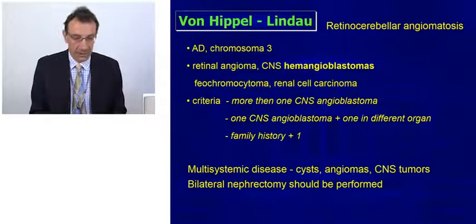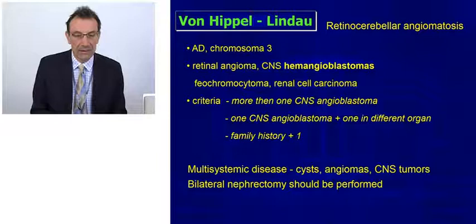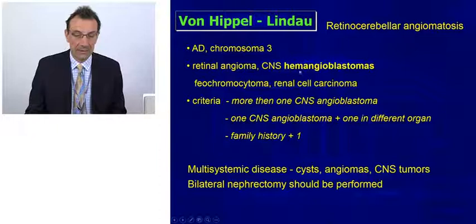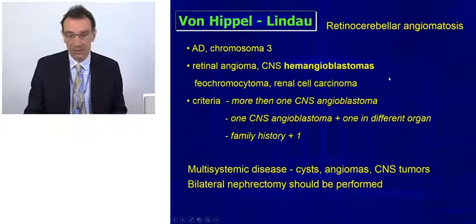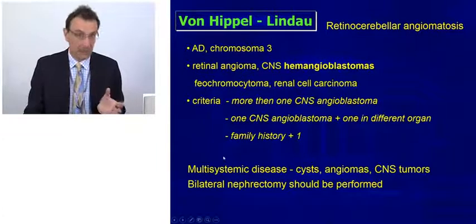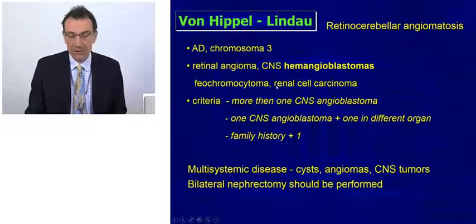The last syndrome is von Hippel-Lindau, also called retinocerebellar angiomatosis. Its typical tumor is hemangioblastoma, or hemangioblastomas of the central nervous system. This is concerning neuroradiology, but there is a second thing, because it's a multisystemic disease, as are the other syndromes. We should have cyst angiomas, but then we should have bilateral renal cell carcinoma. So it's really important and very dangerous for the patient.